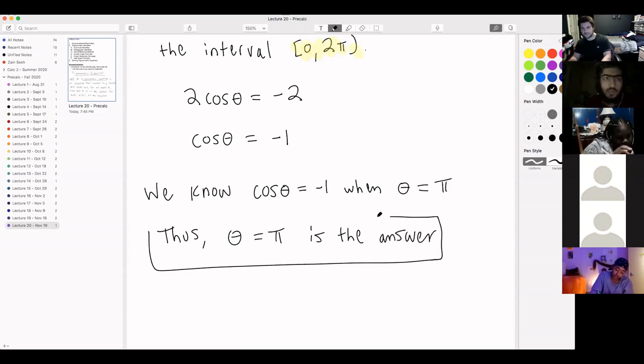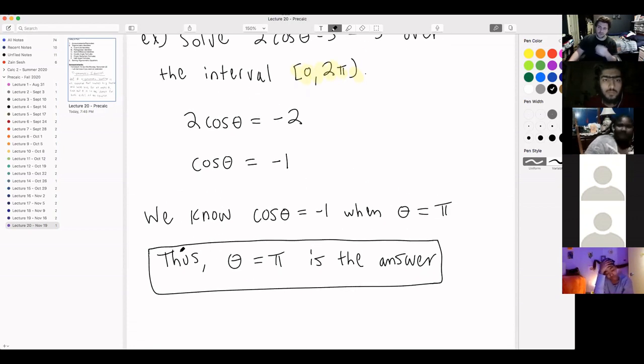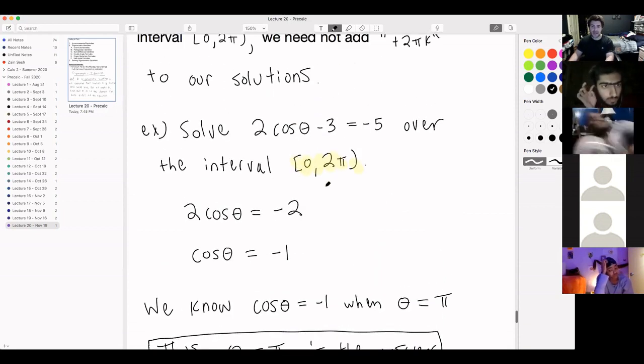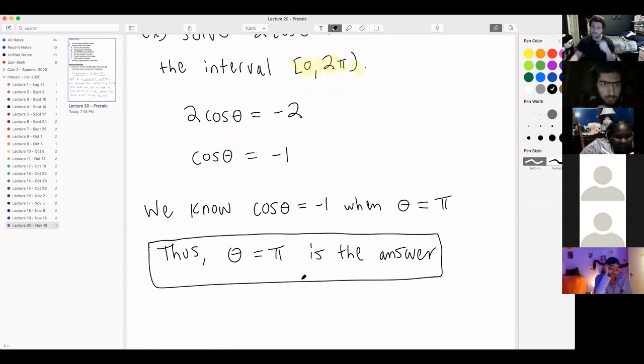And cosine of theta equals -1. That's precisely when theta is pi. So we know cosine of theta equals -1 when theta equals pi. Thus, the answer is that. Now just note, if we added 2 pi k to this value, we would step outside of the interval 0 to pi. That's why we don't do it now. We just keep that one value of theta.